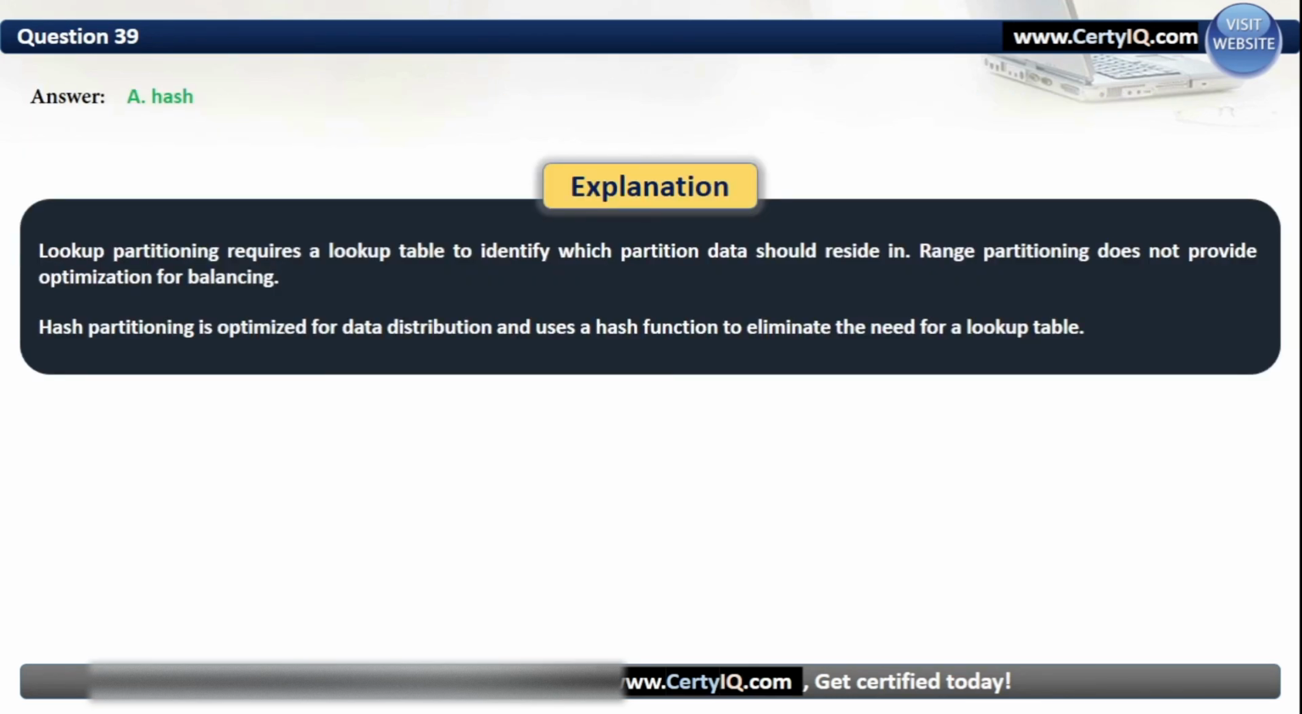Lookup partitioning requires a lookup table to identify which partition data should reside in. Range partitioning does not provide optimization for balancing. Hash partitioning is optimized for data distribution and uses a hash function to eliminate the need for a lookup table.